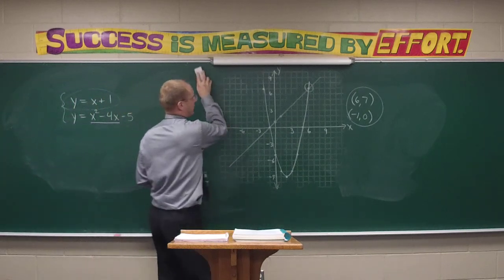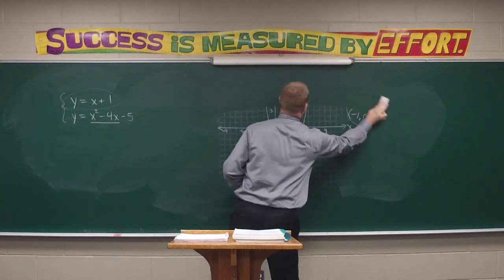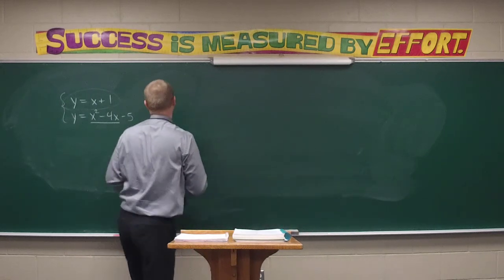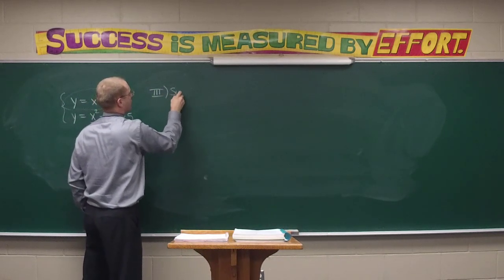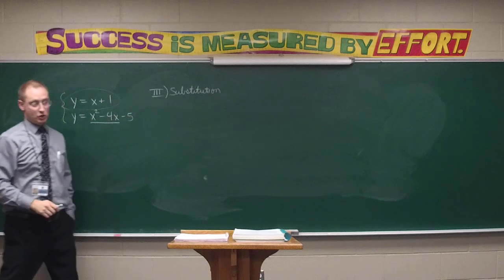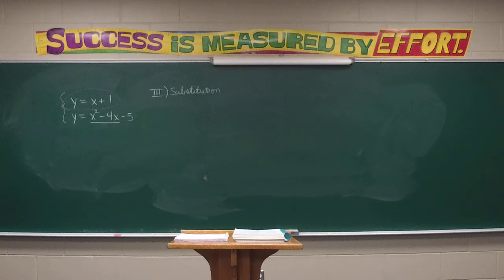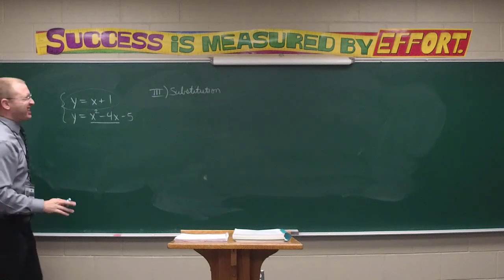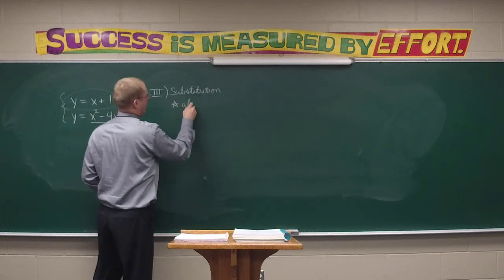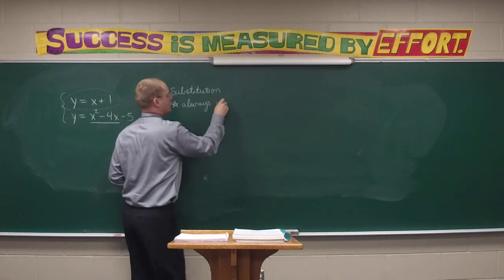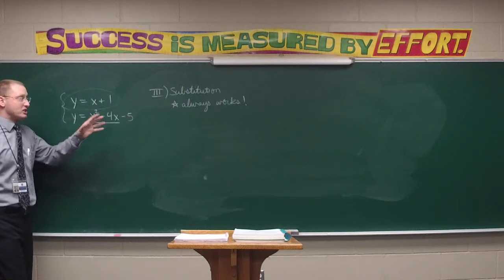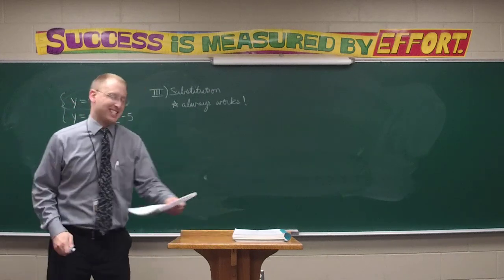Method number 3, I'm going to go and erase the graph. Substitution. If you would, make this note. Substitution always works. Graphing can be a real pain and doesn't work very well. The addition method doesn't always work. If there's no like terms, you can't use it, right? The substitution method always works. So if you had to learn just one method, this is it. I'm not saying it's always the easiest method to use, but this is the method that's always going to work for you. And frankly, I don't think it's that hard.